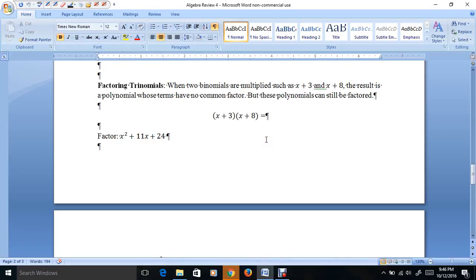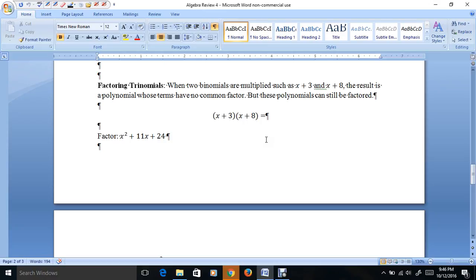Okay, so this is where we got to in our notes, factoring trinomials. And what we need to do before we talk about how to factor a trinomial is think about what happens when we multiply two binomials. So remember, in this lesson so far, we've talked about factoring polynomials that have a common factor.